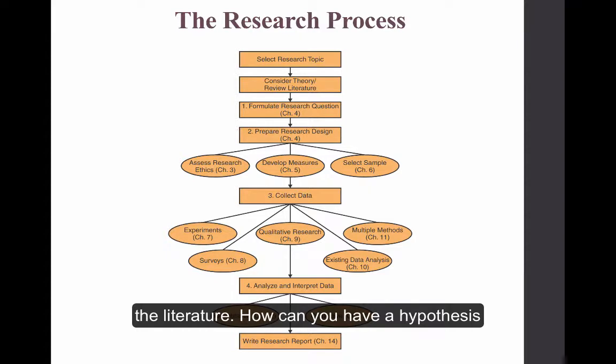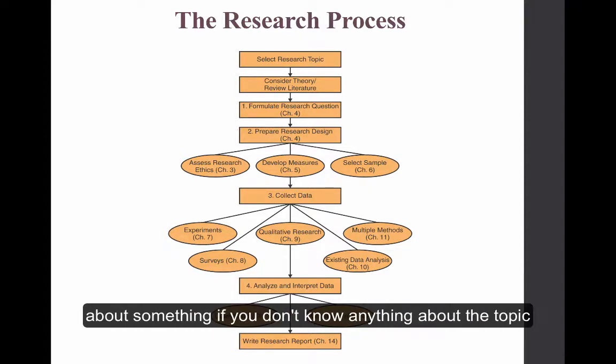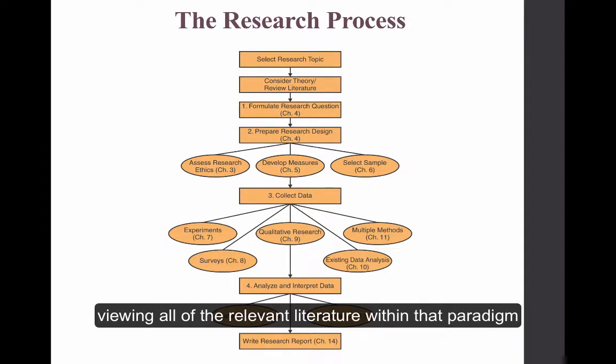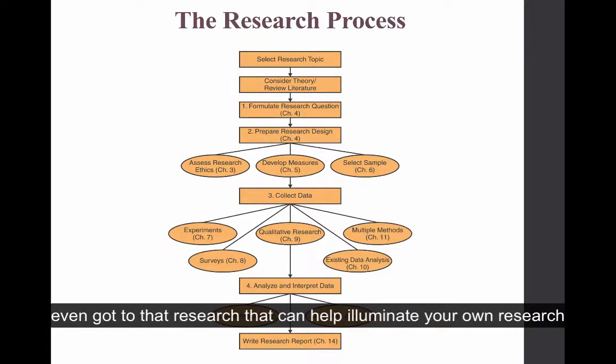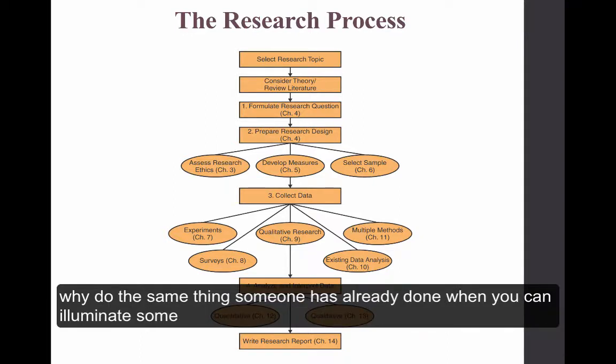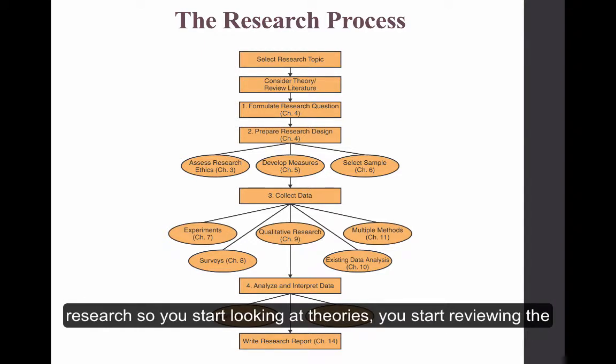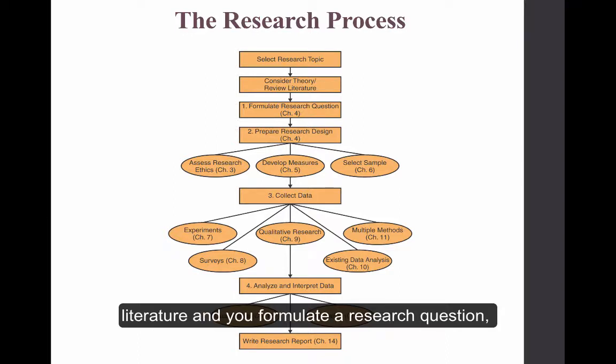How can you have a hypothesis about something if you don't know anything about the topic that you're hypothesizing about, right? By doing a lit review, you're just reviewing all of the relevant literature within that paradigm that might explain or might look at issues before you even got to that research that can help illuminate your own research, right? Why do the same thing someone has already done when you can illuminate something different by understanding the limitations of previous research, right? So you start looking at theories, you start reviewing the literature, and you formulate a research question, right?